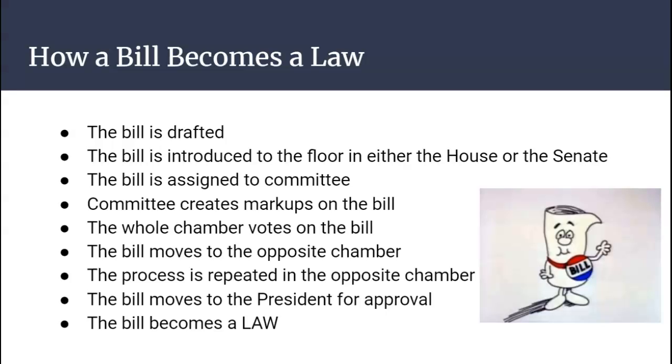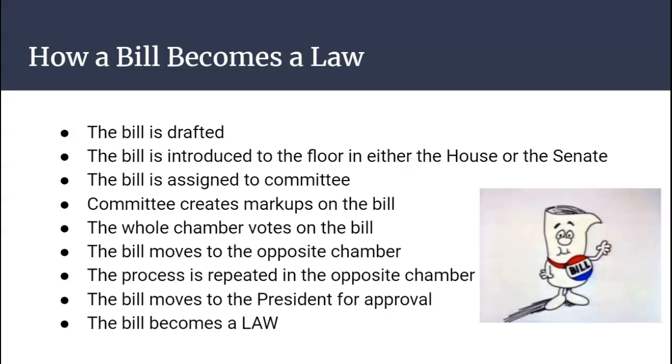It'll add things called amendments, make some changes, try and make everyone happy, so people vote yes on it. And then it moves back to the whole chamber. The whole chamber can vote on it. If they vote yes, it gets to move to the opposite side. So if it starts in the House, it then moves to the Senate. If it started in the Senate, it moves to the House. The whole process is repeated again.